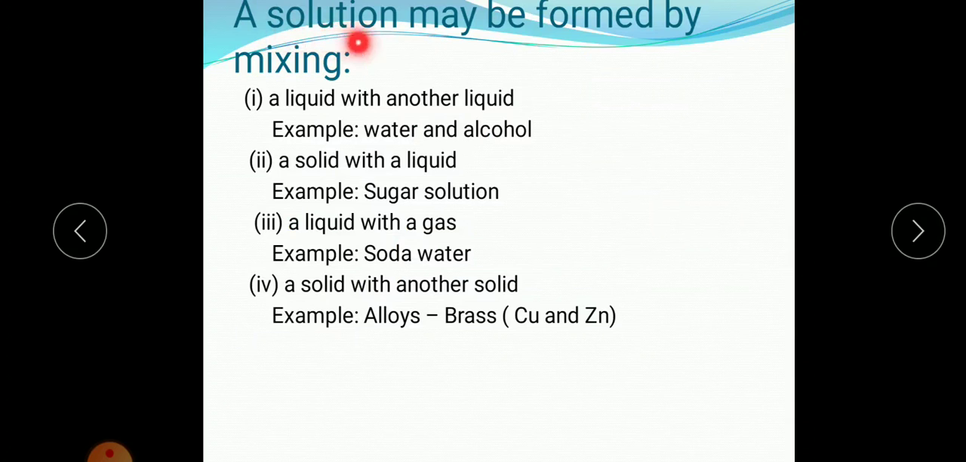Next, a solution may be formed by mixing number one, a liquid with another liquid, for example water and alcohol. Number two, a solid with a liquid, for example sugar solution. Number three, a liquid with a gas, that we call soda water. And number four, a solid with another solid, that we call alloys. Alloys are a homogeneous mixture of two or more metals. For example, brass. Brass is composed of two metals, copper and zinc.